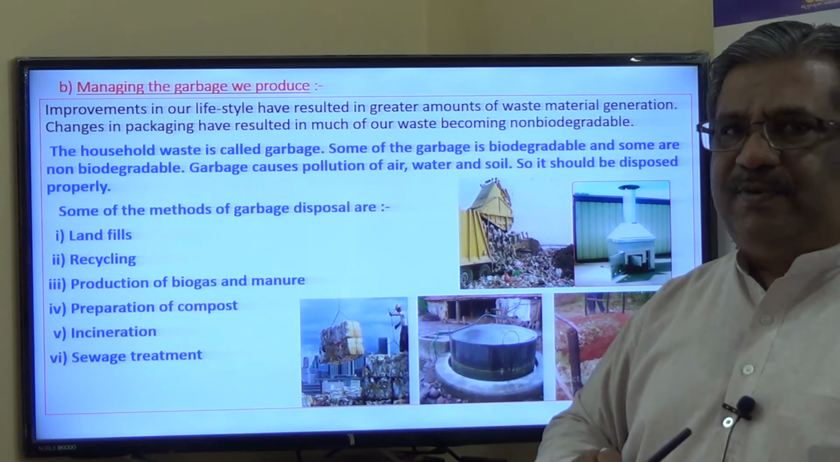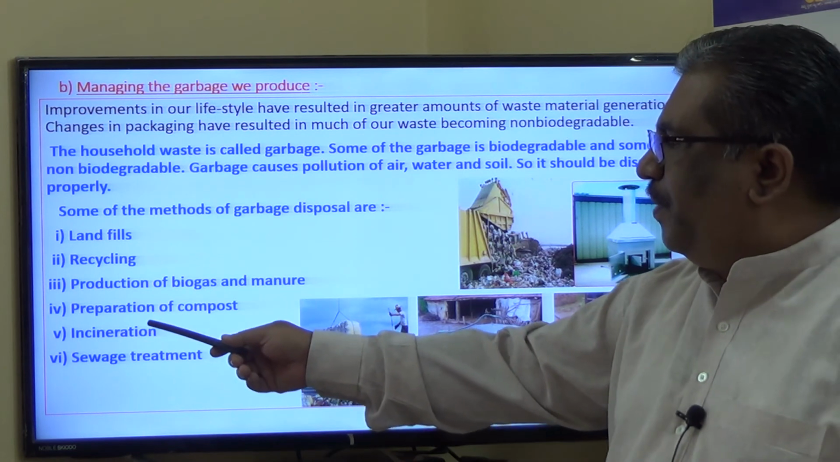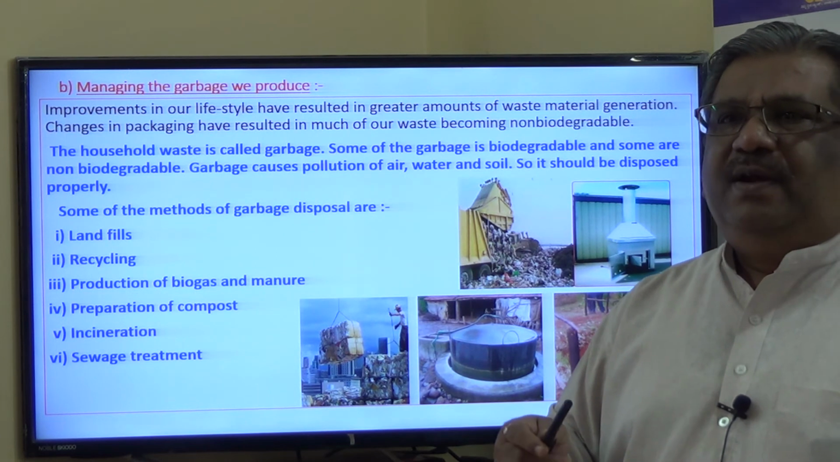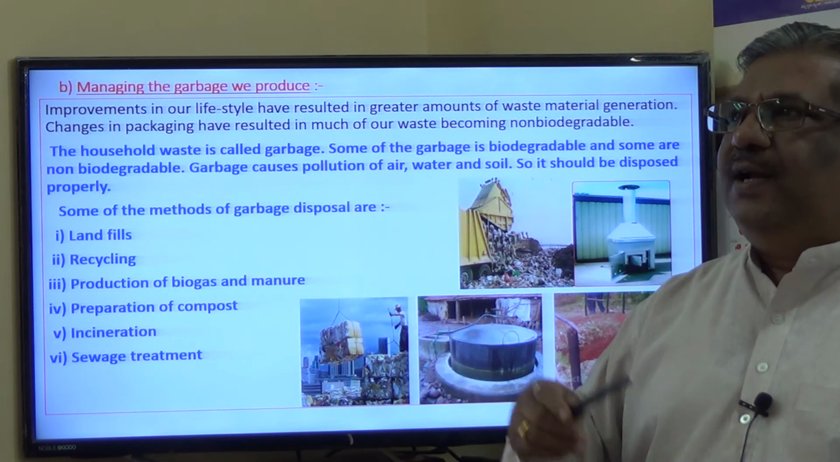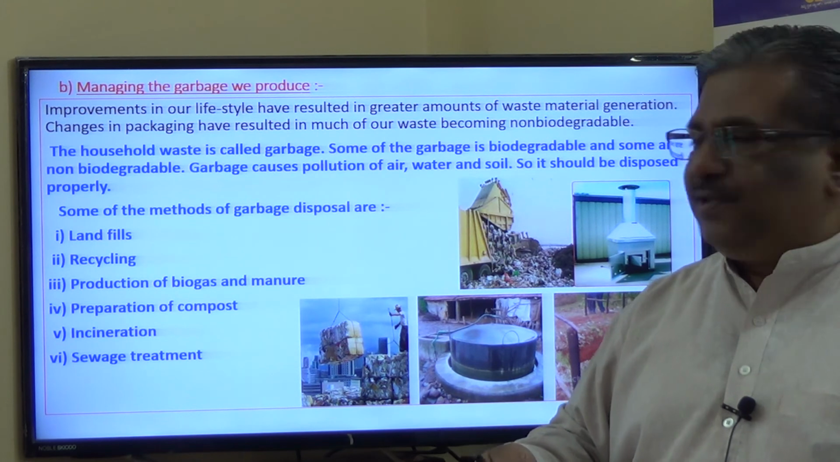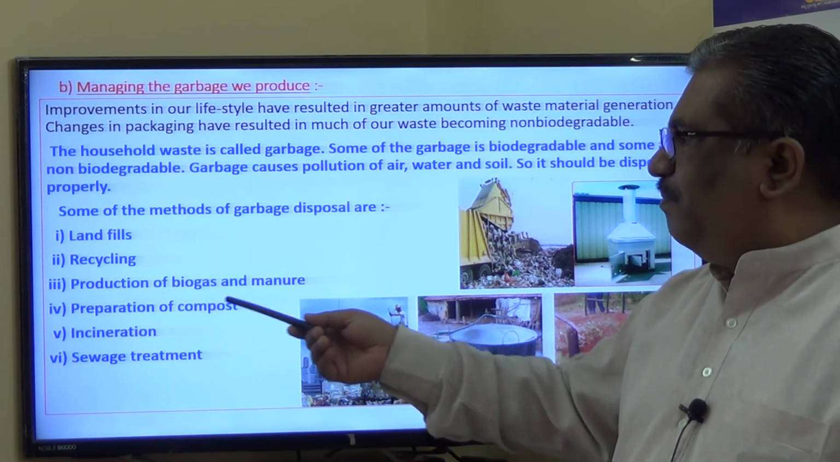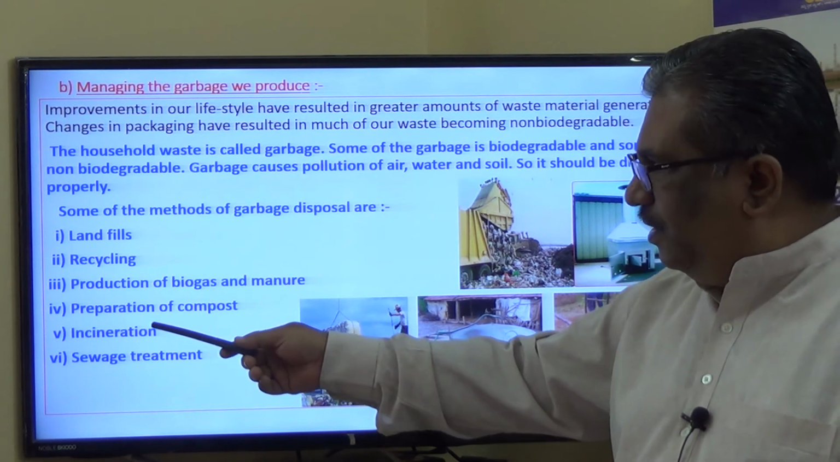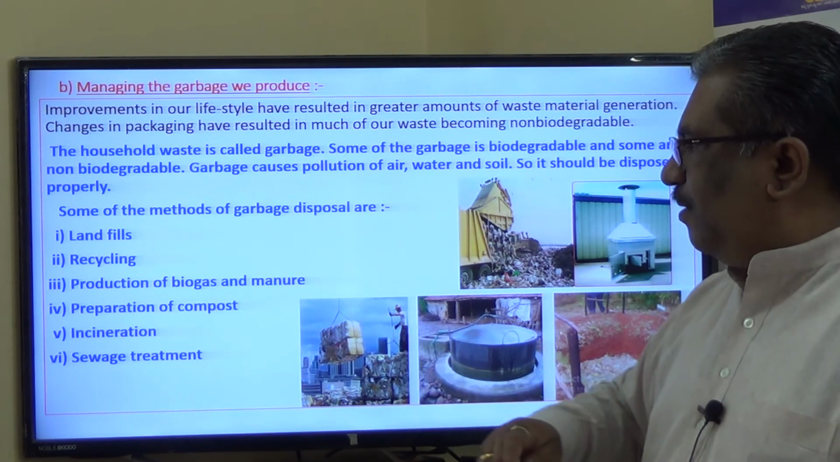That is how we can dispose of the garbage. And preparation of the compost. Compost, especially from wilted leaves or agricultural waste produce, can be utilized for the production of biogas and manure. It is used for preparation of the compost I am talking about.